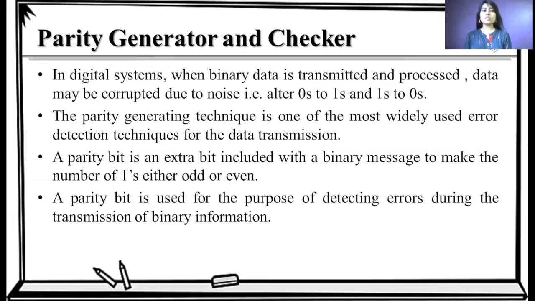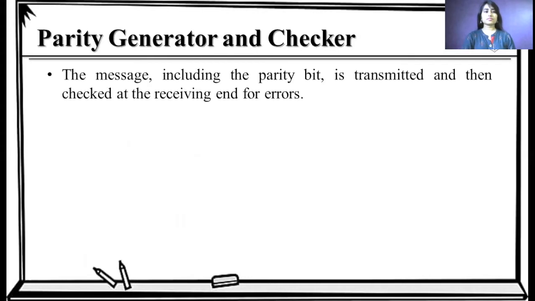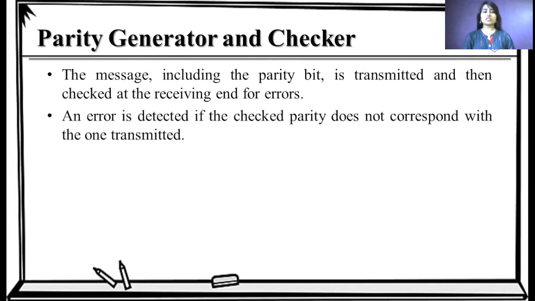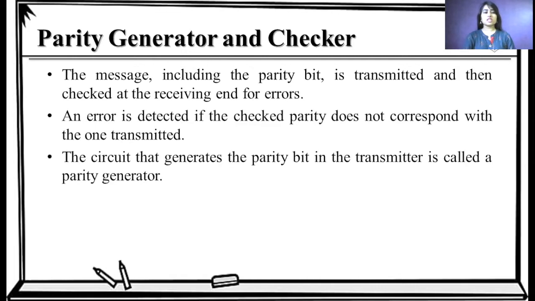This additional bit, known as a parity bit, is used for error detection purposes, and using this parity bit, we make the number of ones either odd or even according to the parity requirement of our combinational digital circuit. The message, including the parity bit, is transmitted and then checked at the receiving end for errors. An error is detected if the checked parity bit does not correspond with the one transmitted.